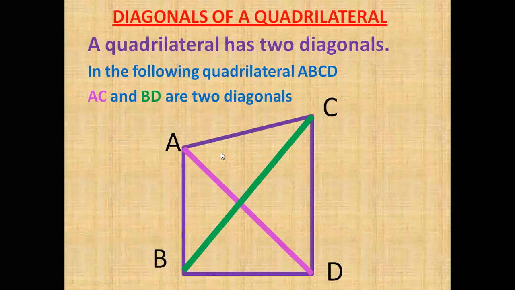Diagonals. A quadrilateral also has diagonals. What is a diagonal? A diagonal is a line segment which connects two opposite vertices of a polygon. So A and D are the two vertices which are connected by line segment AD. B and C are two opposite vertices which are connected by the line segment BC. So AD and BC are the two diagonals of quadrilateral ABCD.